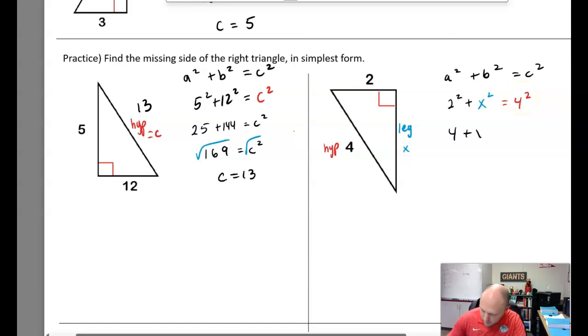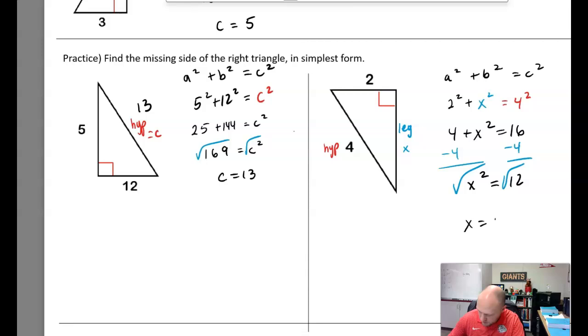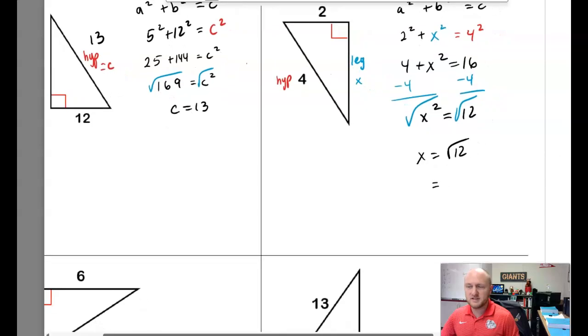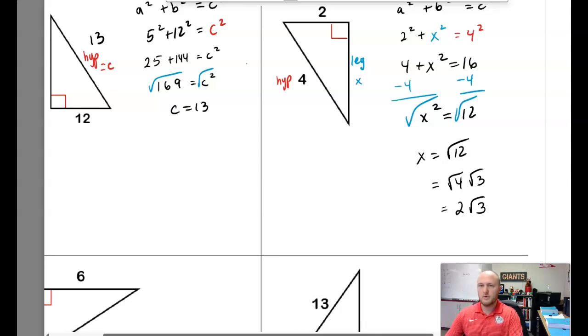All right, example 2 over here. This gives us 4 plus x squared is equal to 16. We'll go ahead and subtract 4 on each side, and we get x squared is equal to 12. And when we solve here, we get x is equal to the square root of 12. Can you simplify that? Please simplify that if you can. Remember, you want to look for a perfect square that's a factor of 12. So in this case, we have square root of 4 times square root of 3, which gives us 2 root 3.